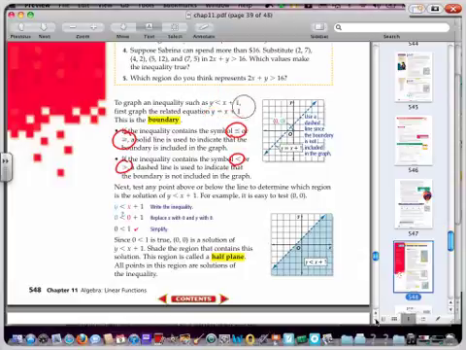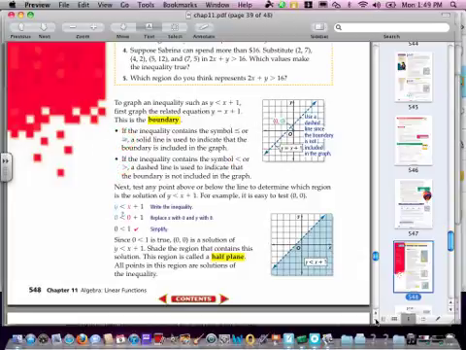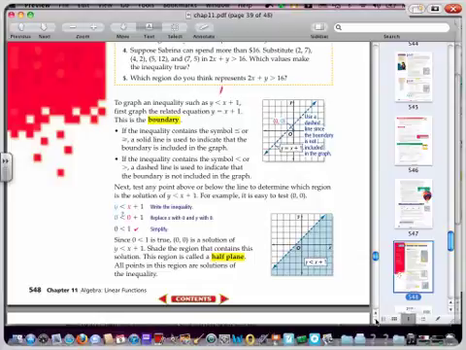So for instance, in this first one, it says y is less than x plus 1. So that's going to tell me that's going to be a dotted line. So now I'm going to forget this part of it and work with this instead. That's easier. But I'm going to know that I'm going to do it as a dotted line.